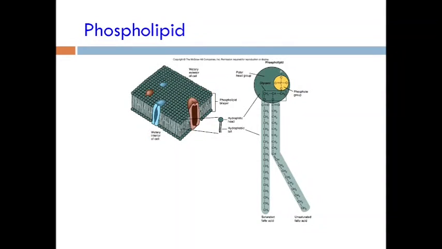This is the structure of phospholipid, where we can see the detailed structure of a phospholipid unit. One single unit looks like a person who has one leg bent and one straight. The bent leg shows the unsaturated fatty acid chain, whereas the straight leg shows the saturated fatty acid chain. The head is made up of glycerol and phosphate group.